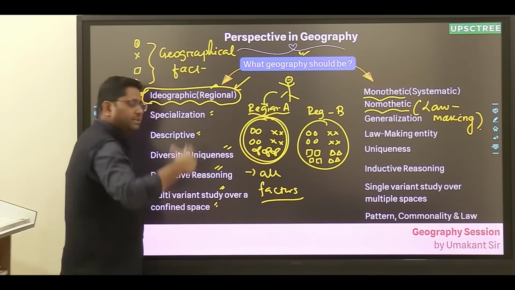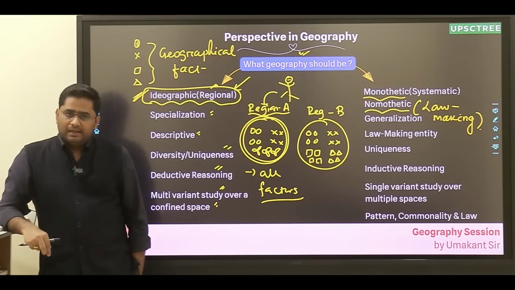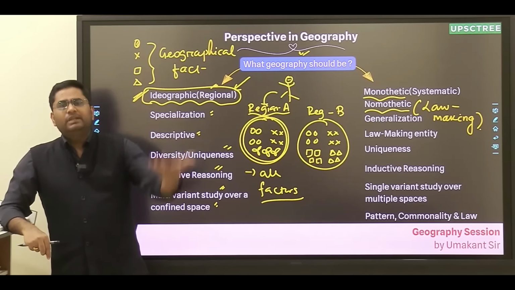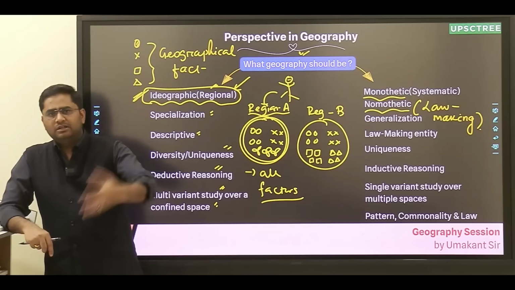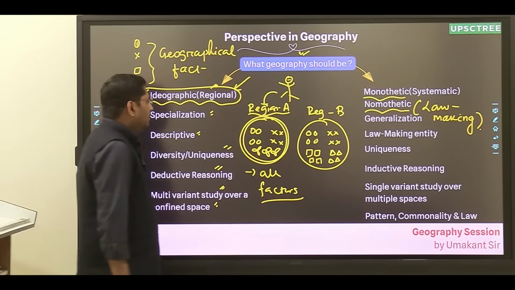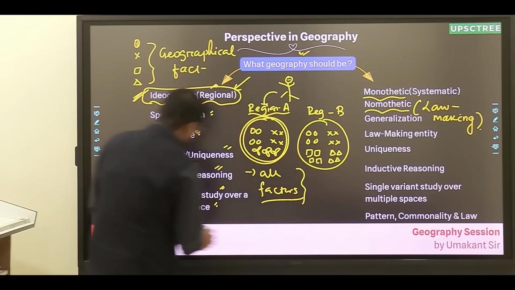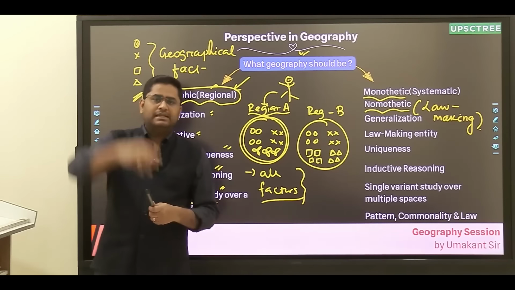That means you will study the physical geography, you will study the human geography. Say, for example, I go to Australia as a geographer and I study everything about Australia: the climate, the soil, the vegetation, the kind of population, their culture, their polity, their economy. Everything is geography, right? So I will study all the facts. That means I am doing what? A multivariant study. I am studying multiple variables in a single region.